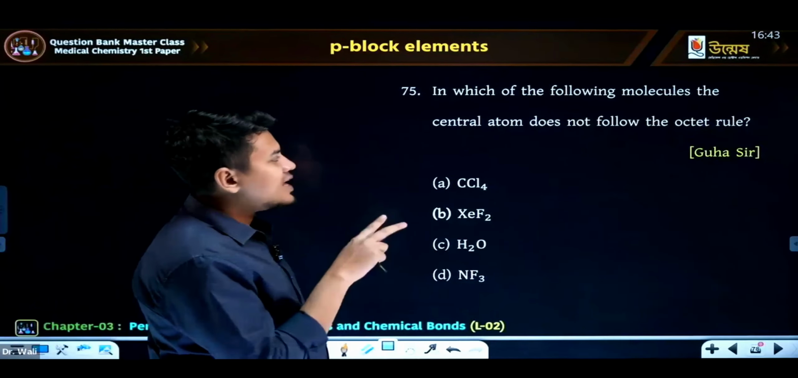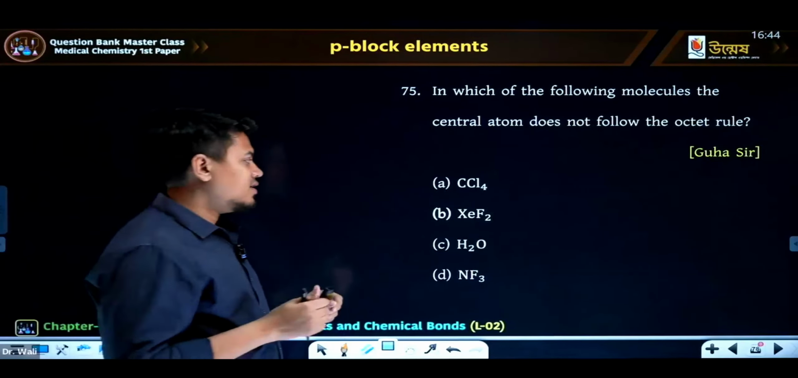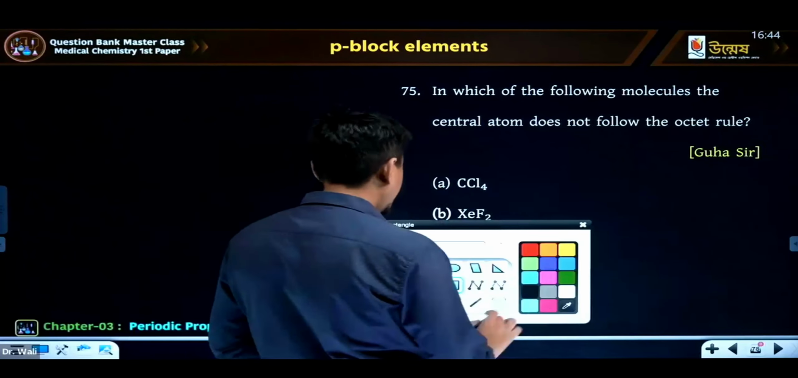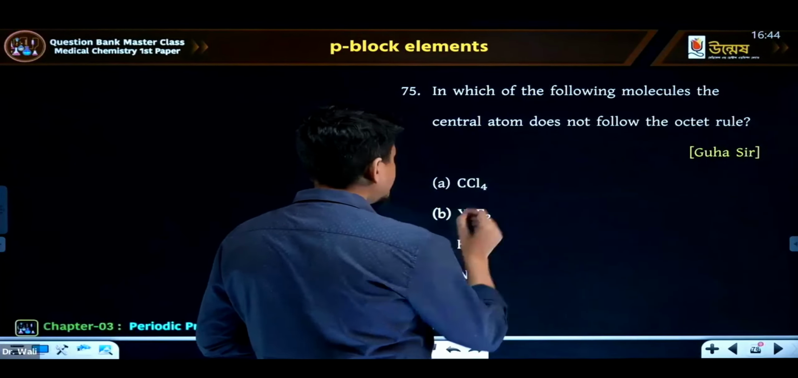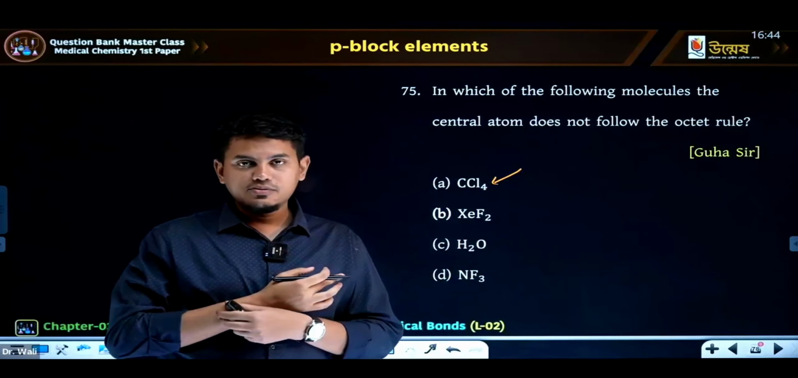In which of the following molecules does the central atom not follow the octet rule? So what will be the answer? We should search for any group 13 elements if there are any. But we can see that there are no group 13 elements, so it is a bit difficult right now. But don't worry, you should know that in carbon tetrachloride, carbon has all its valency occupied. Carbon can have a maximum of 4 bonds to complete the octet.